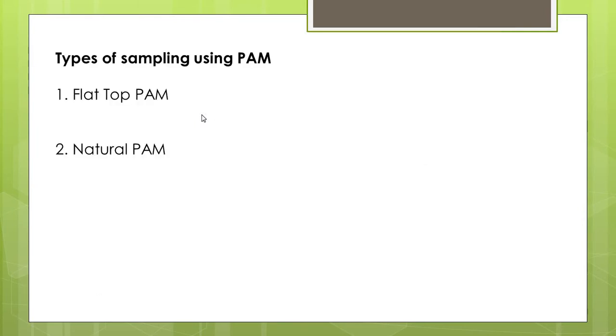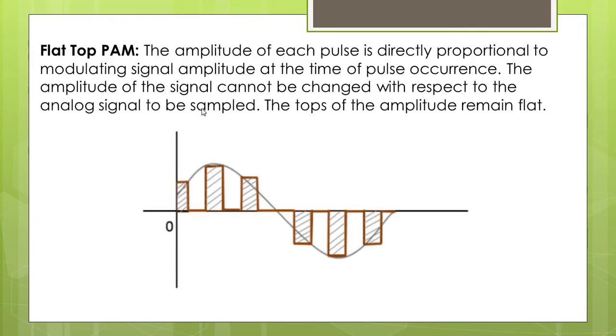These are the two types of sampling which can be done by using pulse amplitude modulation. One is the flat top PAM, and the second one is the natural PAM. So this is the flat top pulse amplitude modulation. As you can see in the diagram, the tops of the pulses are flat. You can see the flat top pulses here. So this is flat top PAM.